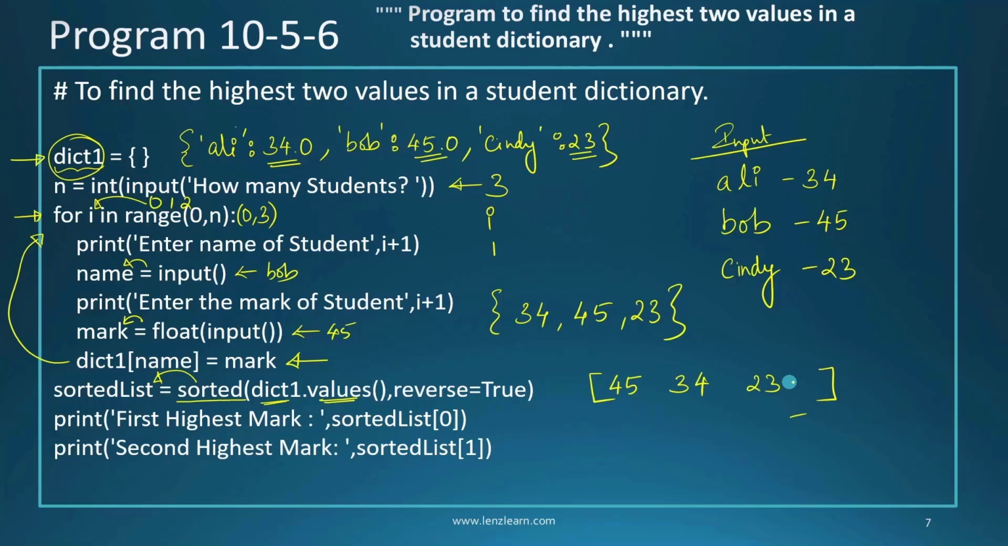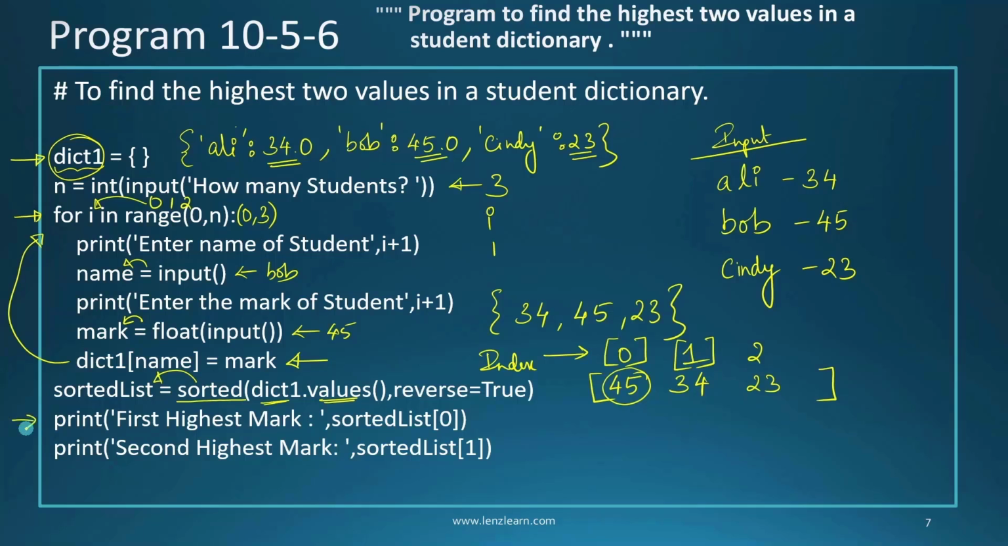So now you see the index value for the first element is 0, second element is 1, and third element is 2. So these are the index values. As I have sorted this in descending order, I know for sure that the highest value is available at index 0, that is the first element, and the second highest will be available at index 1.